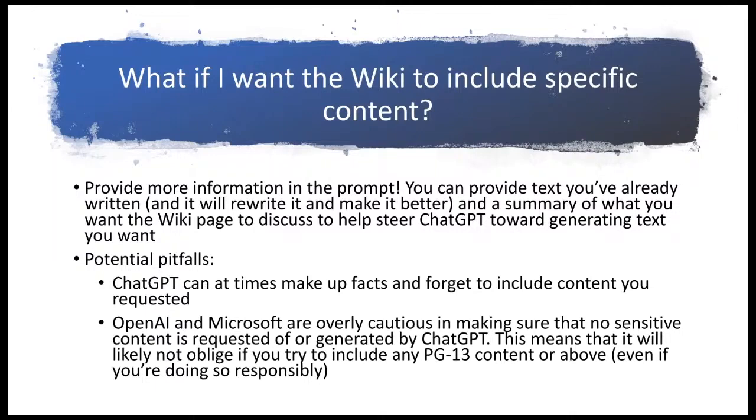And OpenAI and Microsoft are also overly cautious in making sure that no sensitive content is requested of or generated by ChatGPT. At times they take this to the point that even asking things at a PG-13 level or above is basically a no-go. They won't let you ask it, and they won't give it to you in your answer. And naturally, that means that even if you want to talk about some of these topics responsibly, perhaps to give some sort of content or educational purposes on it, then these models won't really help you do that. So essentially, you have to be careful that if you want to write on these types of subjects, or at least answer some questions on it that might matter, these models aren't going to help.